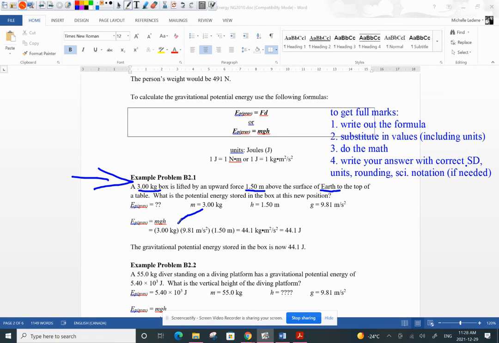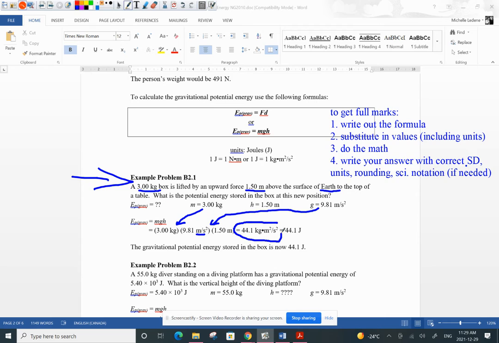Plug your values in. Here's my mass, including units of kilograms. Here's my acceleration due to gravity in meters per second squared, 3 sig digs. Here's my height, 1.50 meters, 3 sig digs. Do the math on your calculator, plug it in. 3 times 9.81 times 1.5 is 44.1 kilograms meters squared per second squared.